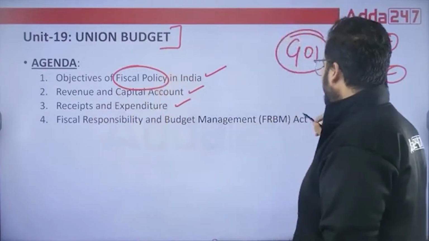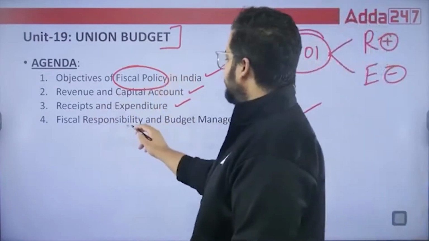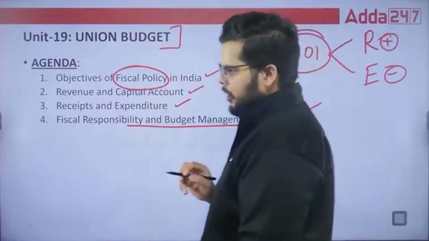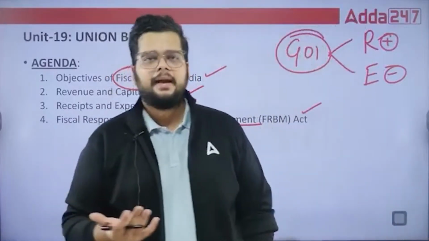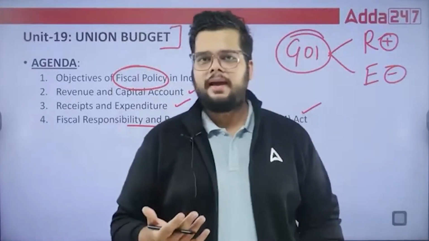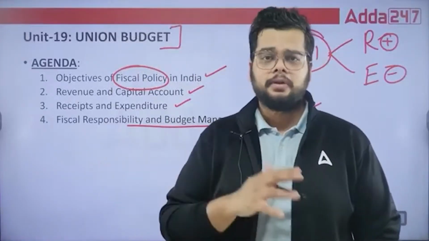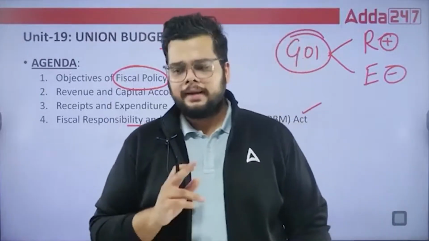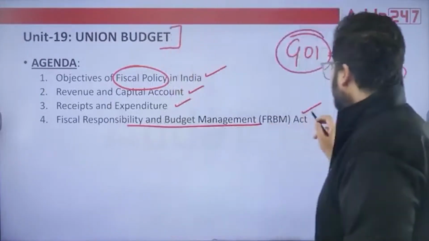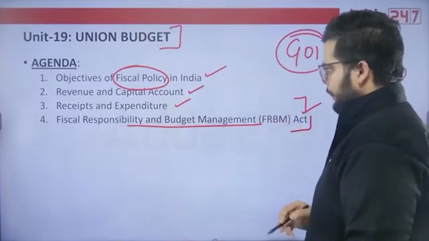Last topic will be FRBM Act, that is Fiscal Responsibility and Budget Management Act. Why do we need this act? What was the reason for this act being enacted in the parliament way back in 2002-2003? That is the major area where you must focus on if you are studying on your own.